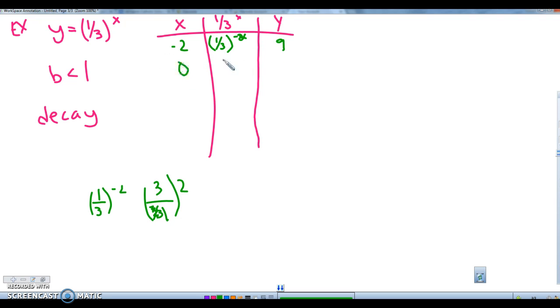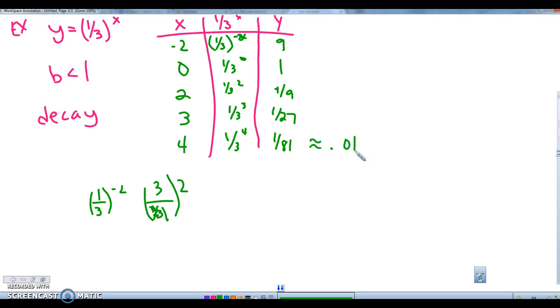Let's say I use x is 0. Well, we know anything to the 0th power is 1. If I use 2, 1/3 squared is 1/9. If I use cubed, 1/3 cubed would be 1/27. If I use to the 4th power, 1/3 to the 4th power would be 1/81. So I'm getting exponentially small. I'm getting really, really close to 0 again, but I'm not going to touch it. Okay?